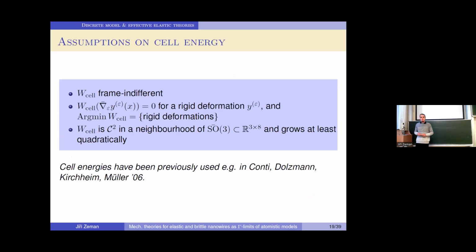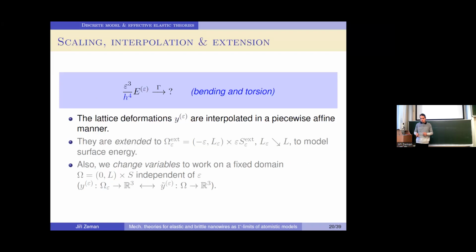In the assumptions on the cell energy, we have frame indifference. Then the cell energy is minimized on rigid deformations, and these are the only minimizers. And to be able to use Taylor's expansion, we assume smoothness in the neighborhood of some discrete set of rotations, and quadratic growth, although this can be relaxed partly for, in a way, very thin rods. Cell energies have been used previously by Friesecke and Theil in 2002 or later by the authors listed there.